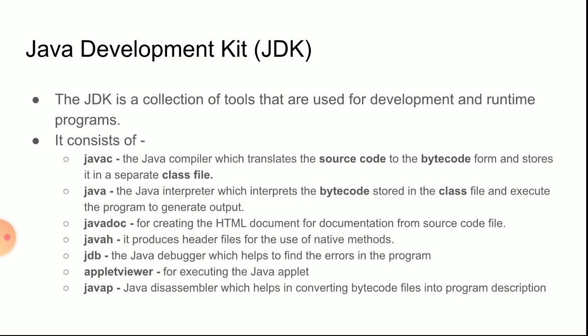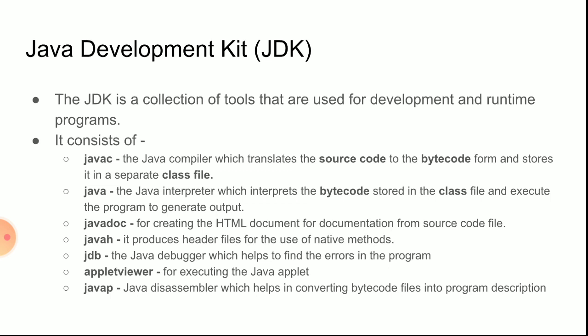Javadoc is used for creating the HTML document for documentation from the source code file. It's not mandatory to use this. If the programmer wants everything to be documented, then we can go for the javadoc command. Javah produces header files. The javah command produces header files for the use of native methods.